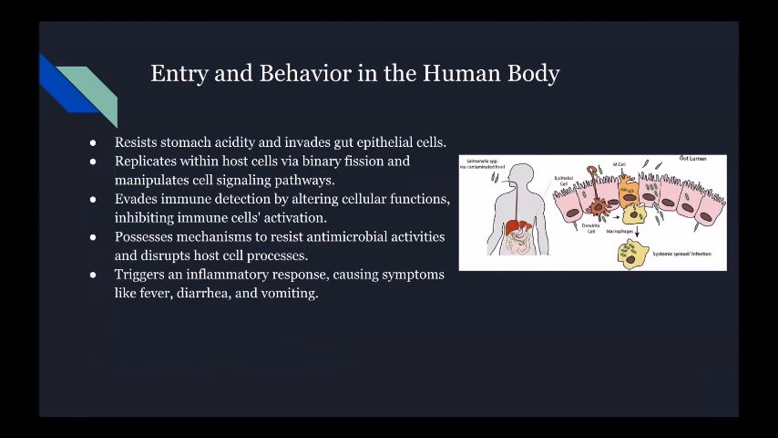Once inside the host cell, Salmonella manipulates host cell signaling pathways, altering cellular functions to evade immune detection and resist destruction. This involves inhibiting the activation of immune cells like macrophages, dendritic cells, and T cells, and thereby evading clearance. Additionally, Salmonella possesses mechanisms to resist the antimicrobial activities within phagocytes. And furthermore, Salmonella secretes effectors that disrupt host cell processes such as cytoskeletal rearrangements and membrane trafficking.